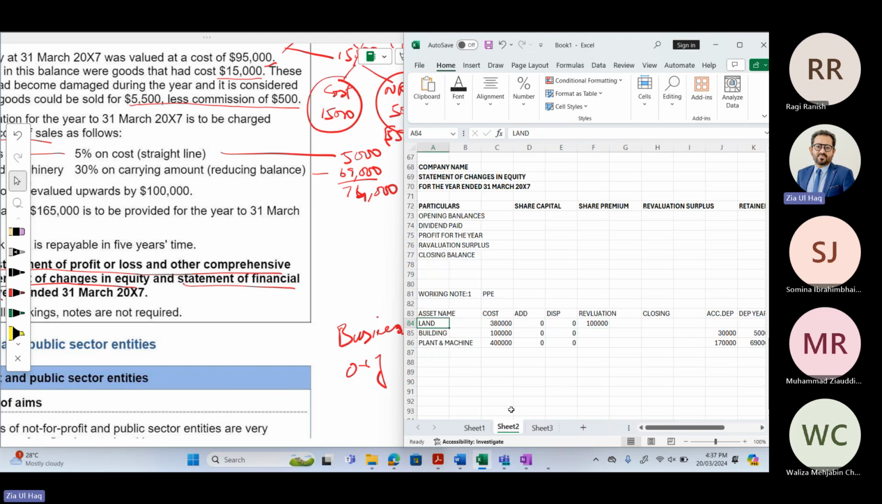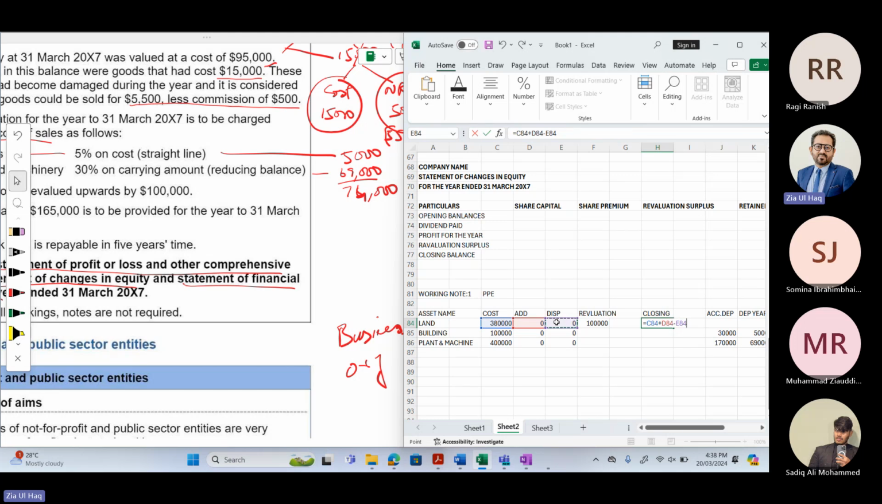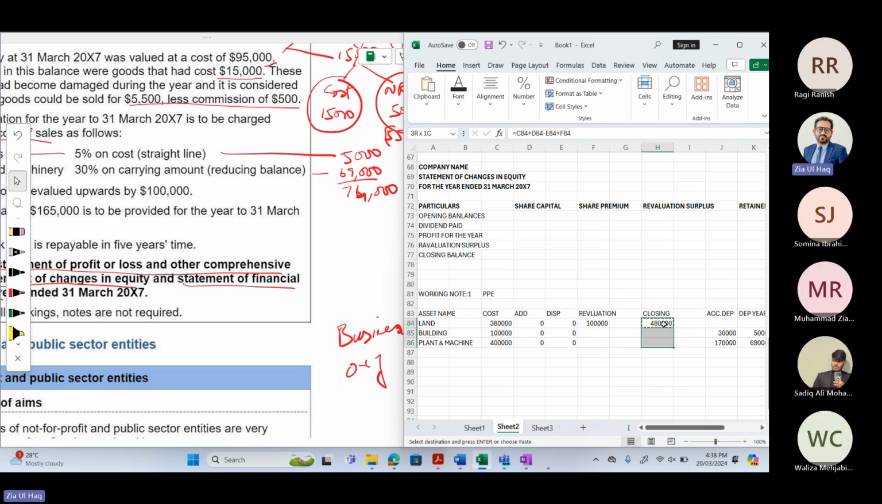So now we need to calculate the totals. Closing figure equals cost plus addition minus disposal plus revaluation surplus. This formula we need to put down. So Control C, Shift Control V. There is no revaluation for this.